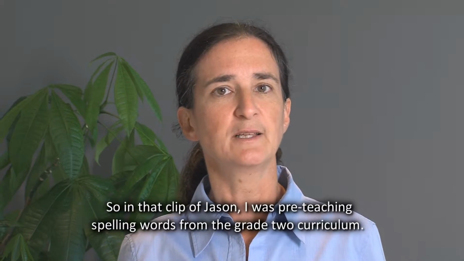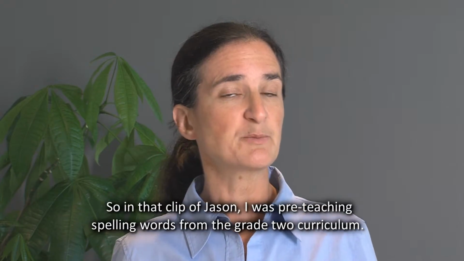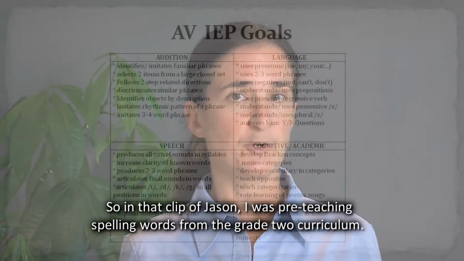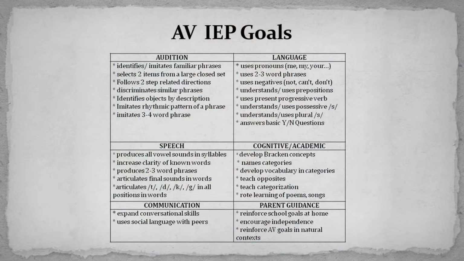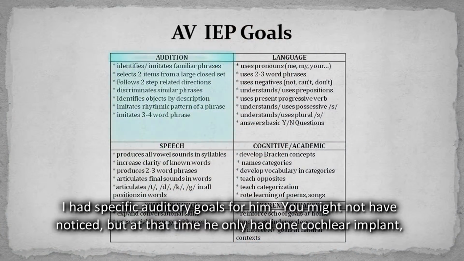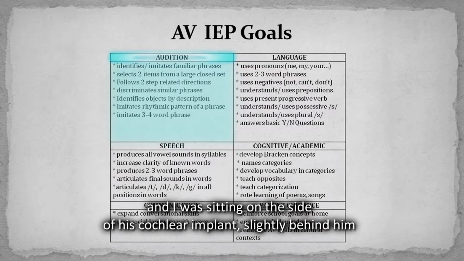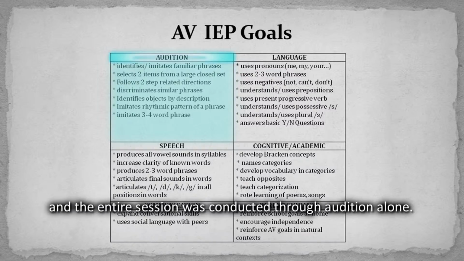So in that clip of Jason, I was pre-teaching spelling words from the grade 2 curriculum. I had specific auditory goals for him. You might not have noticed, but at that time he only had one cochlear implant, and I was sitting on the side of his cochlear implant, slightly behind him, and the entire session was conducted through audition alone.